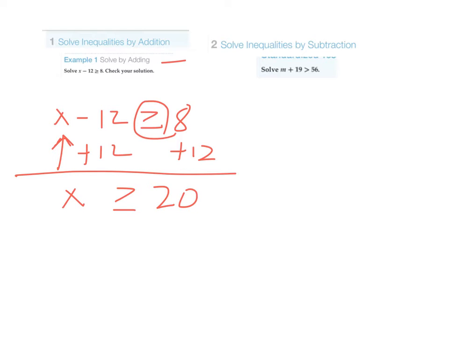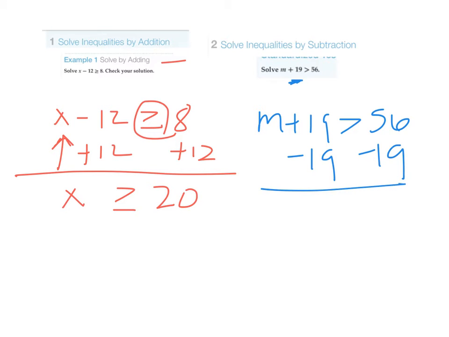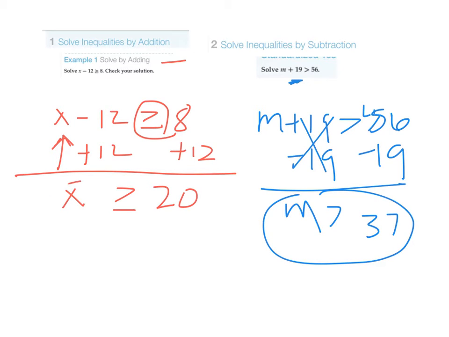If we want to subtract, the reason why we're subtracting is because what's being done to the letter is being added. So m plus 19 greater than 56, I'm going to subtract the 19. That cancels this, gives me my variable, and when I subtract, I get my answer, or carry that, 37, so it's a positive 37. So to get to the answer, we want to isolate the variable, and we isolate the variable by doing the opposite. That's where subtraction and addition come in.